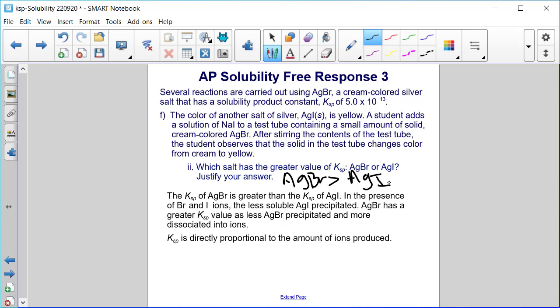AgBr has a greater Ksp value as less silver bromide precipitated and more dissociated into ions. Ksp is directly proportional to the amount of ions produced. So silver bromide had more ions, more dissolved than silver iodide because it has a greater Ksp value. And then as a result, the silver iodide is what we saw precipitate out. Another way to think about it is the salt with the lower Ksp precipitated in this case. So the Ksp of silver iodide is less than that of silver bromide.